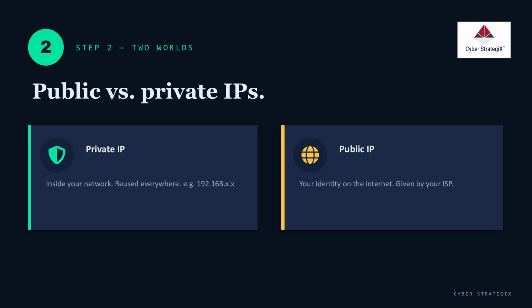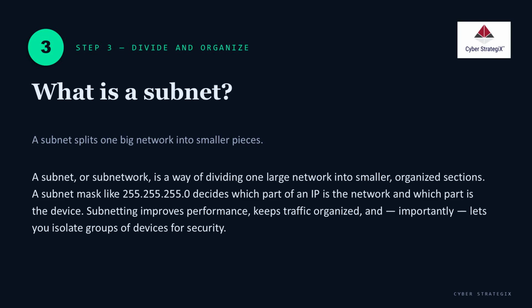A public IP is the single address your internet provider gives your whole home. It's your identity on the wider internet. Your router sits in the middle, translating between the two using a process called NAT. Private inside, public outside.